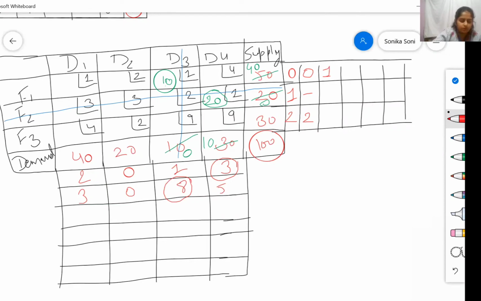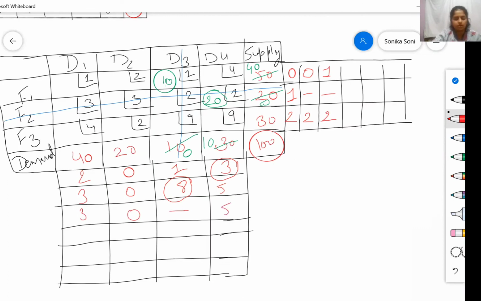Now the second row we don't have anything, it is nil. Then F3 row we have the first lowest cost as 2 and the second one as 4. That means the difference is 2. Then in D1 column we have 1 and 4 where the difference is 3. In D2 column we have 2 and 2 again, which means the difference is 0. In D3 column we can't do anything, it is nil. In D4 column we have 4 and 9, and the difference is 5.